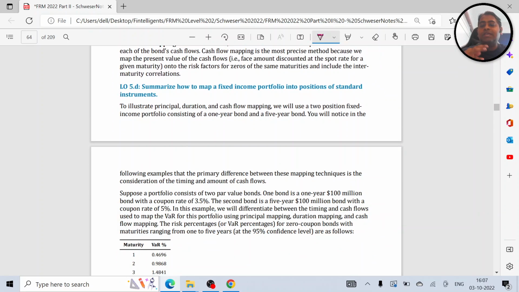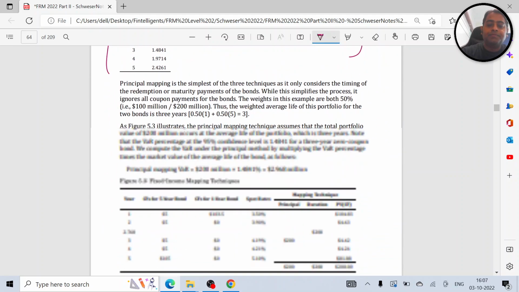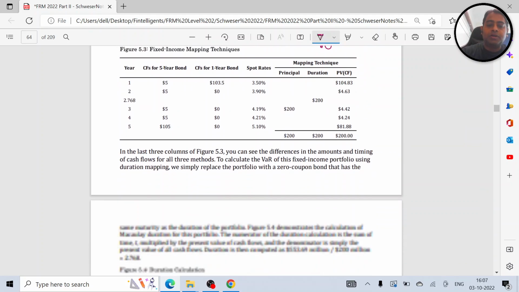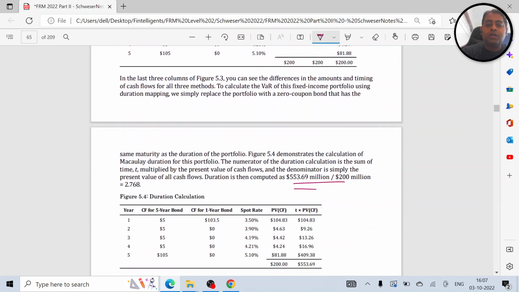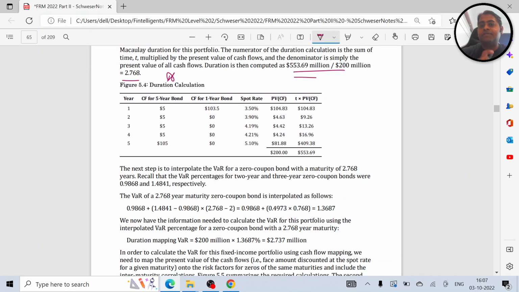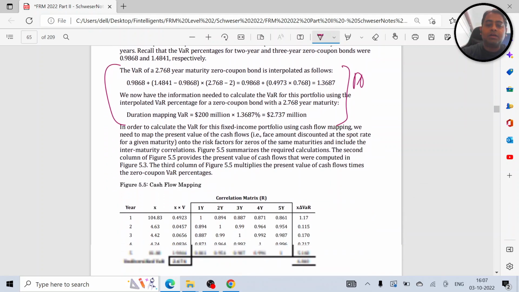Cash flow approach, even though it is slightly calculation driven, in the exam, they don't expect you to do the calculation. You should look at this example. How they got the principal part is also important, and how they got the duration based part is also important. Calculation of duration is not important. They've just shown you as a reference point. Okay. This part, the final calculation, marking it as star.